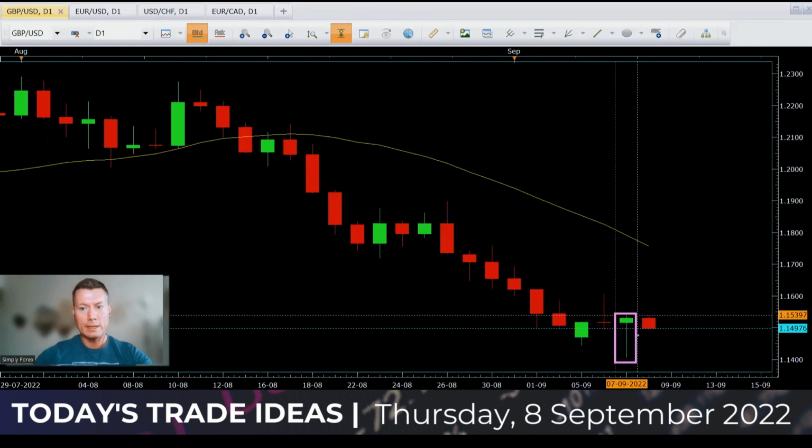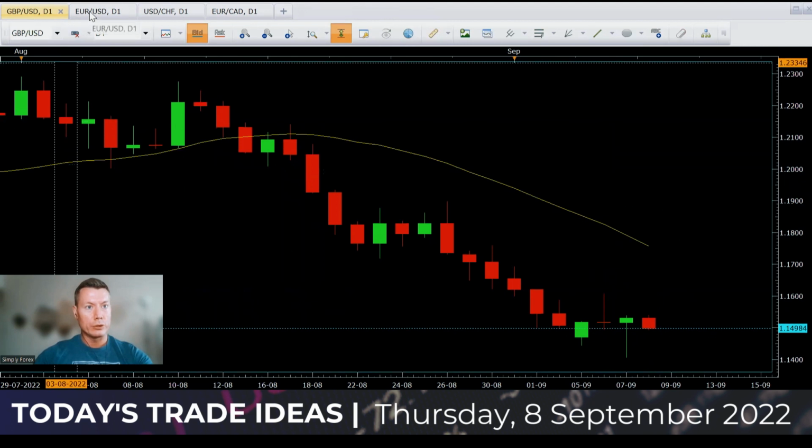Okay, so this is clearly rejected this zone. I expect you can at least get back up to these daily lows here. All right, so I just wanted to show you that. That's one US dollar pair that I've seen quite a big reaction.